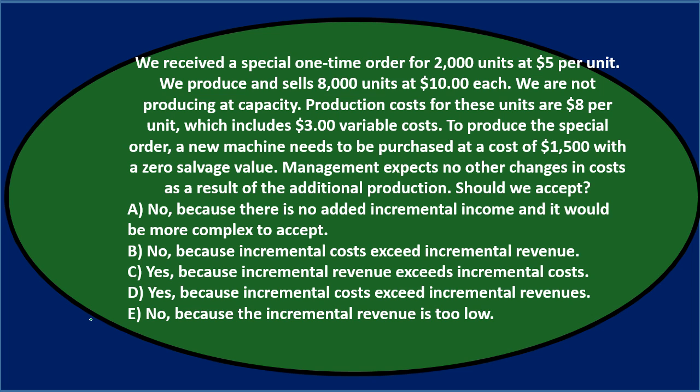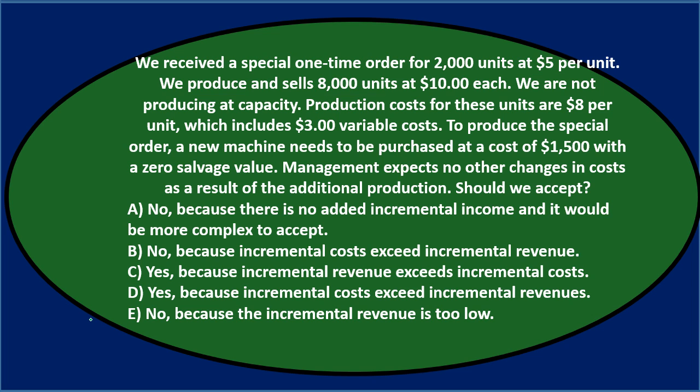Should we accept? Okay, so A says no because there's no added incremental income. It would be more complex to accept. B says no because incremental costs exceed incremental revenue. C says yes because incremental revenue exceeds incremental cost. D says yes because incremental cost exceeds incremental revenue. And E says no because the incremental revenue is too low.